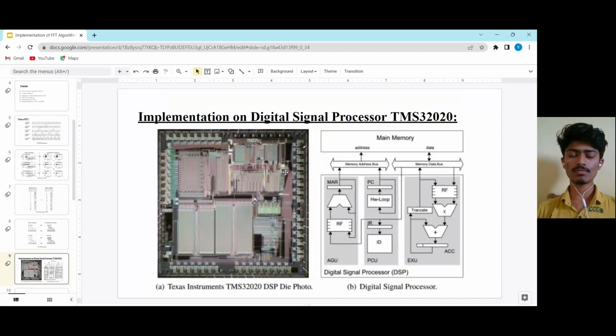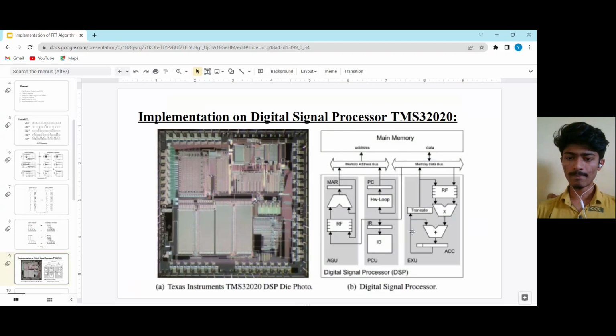So this is the main part of the presentation: implementation on a digital signal processor, that is the TMS320. You can see that this is the actual TMS320 from Texas Instruments, and this is the block diagram of this digital processor. You can see that there is memory, the data lines, memory address buses, and memories.